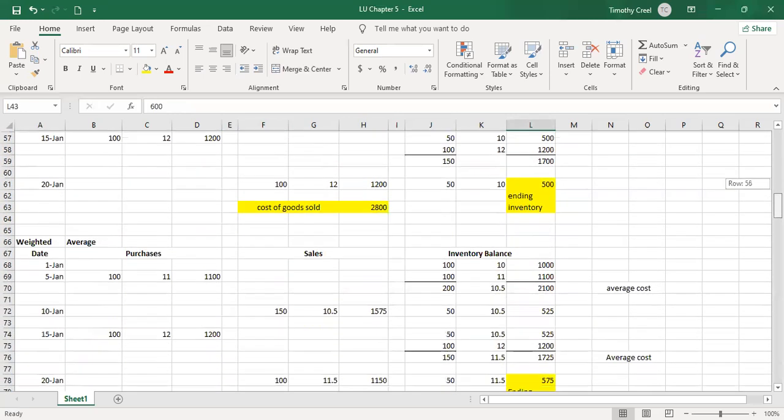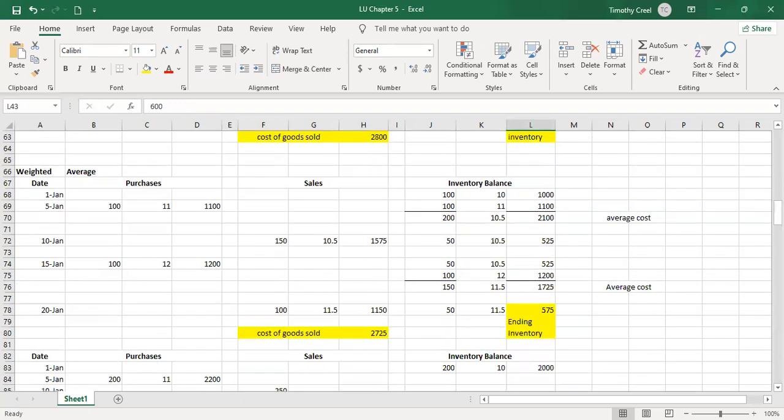Now, let's do weighted average. The last one that a company can choose is weighted average. I think the distinction with weighted average is it tends to be more accurate. The reason it's more accurate is because it works off an average, where LIFO works off one extreme and FIFO works off the other extreme. Weighted average is just an average. So I think it more accurately reflects what's actually there.